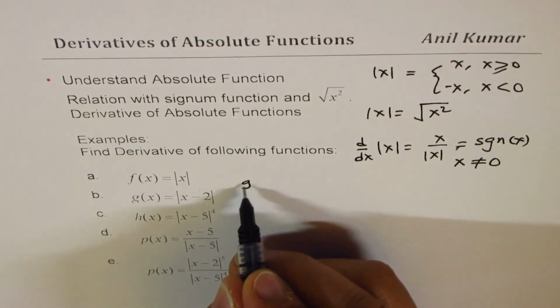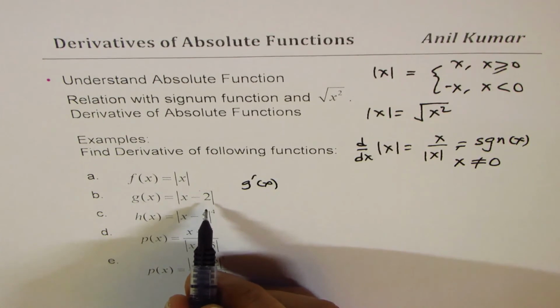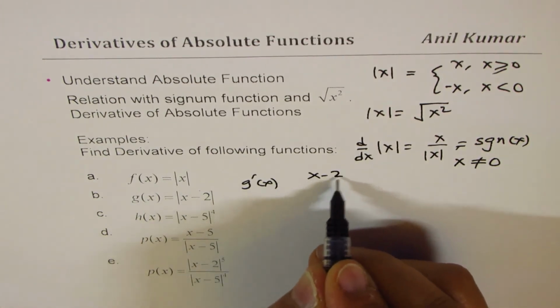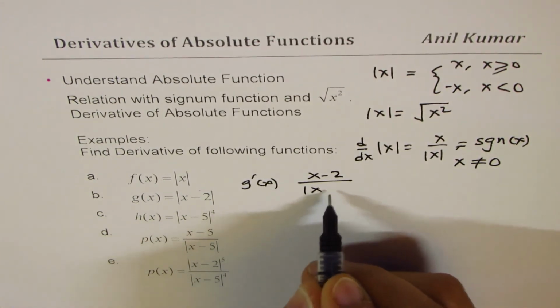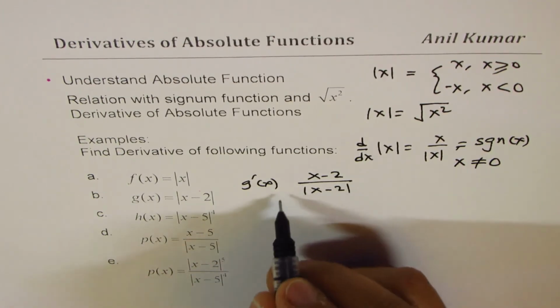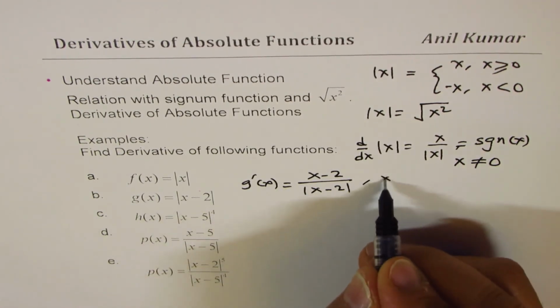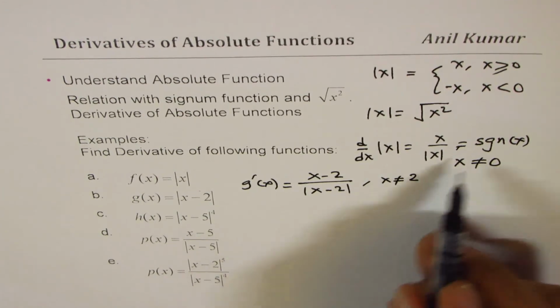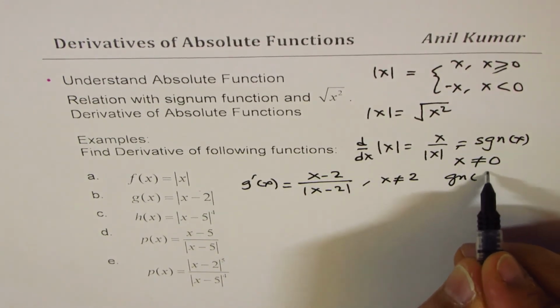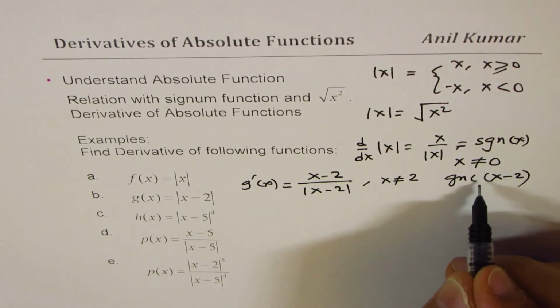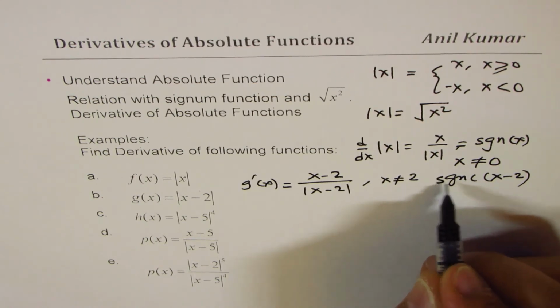And the derivative, g dash x, when it is translated, could be written as x minus 2 over the absolute value of x minus 2, right? So we know it is also not defined when x equals 2 and could be written as signum x minus 2. Is it okay?